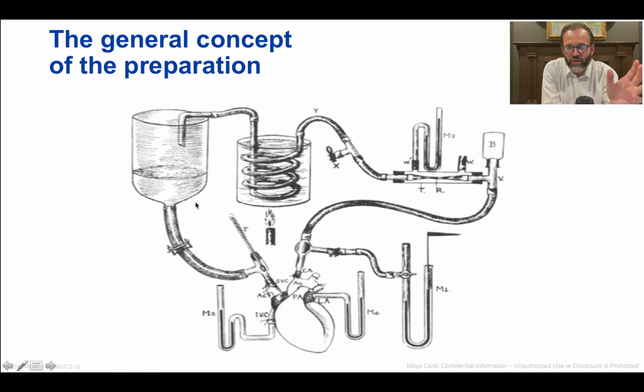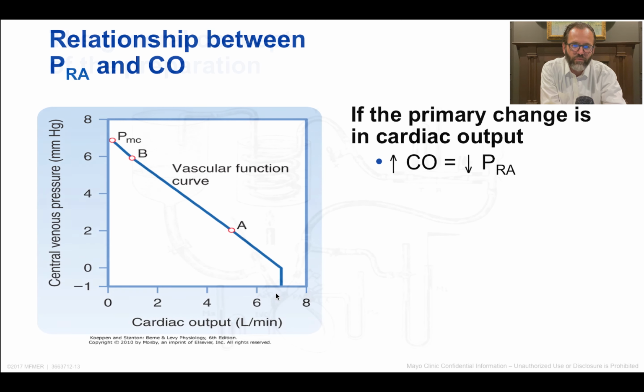Okay, so the important thing here is that there is a reservoir, and as the height of that reservoir changes, that's going to change the filling pressure of the right atrium. Then we can understand, at least with an open system, what the implications are when right atrial pressure changes. And the important thing here is that when the primary change in a variable is cardiac output, when you increase cardiac output, you decrease right atrial pressure, right? And that's really depicted here.